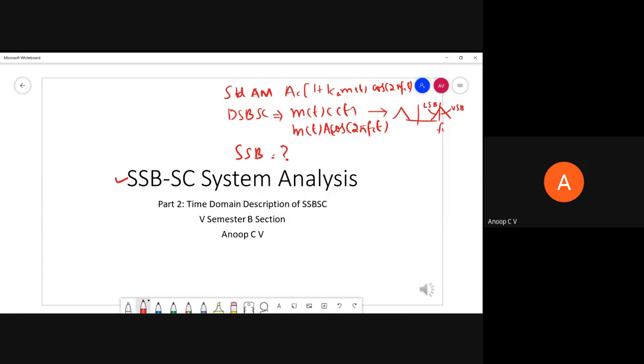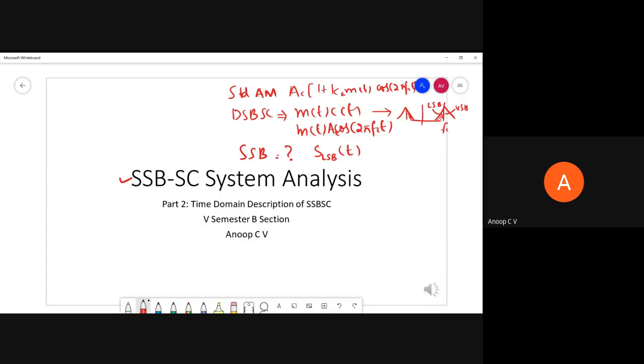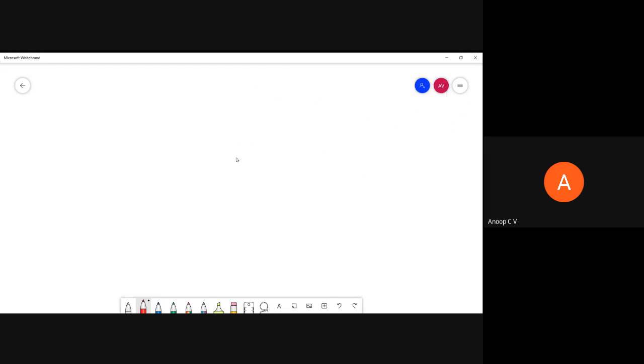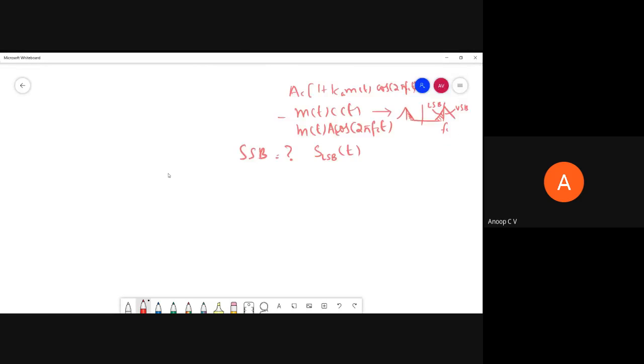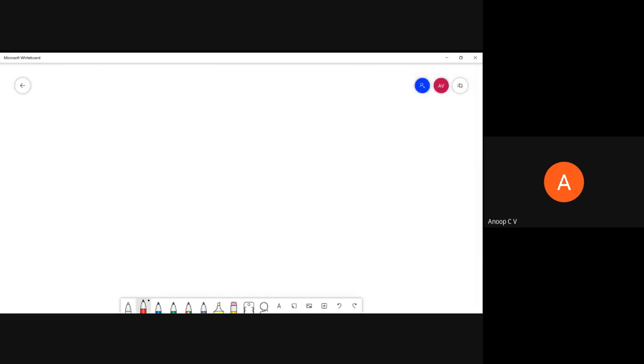In today's discussion, I'll assume we get a signal with only the lower sideband retained. I'll call this time domain expression SLSB of t, which means an SSB signal with only the lower sideband retained. Only this shaded part will be retained. The other part we have to remove. So we'll start with the discussion. I'll just clear this part.